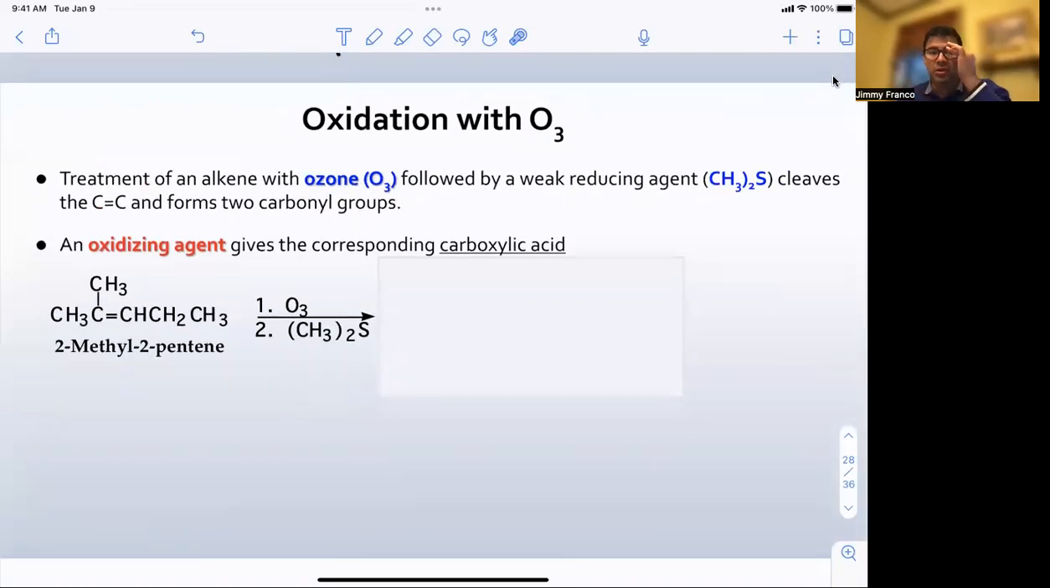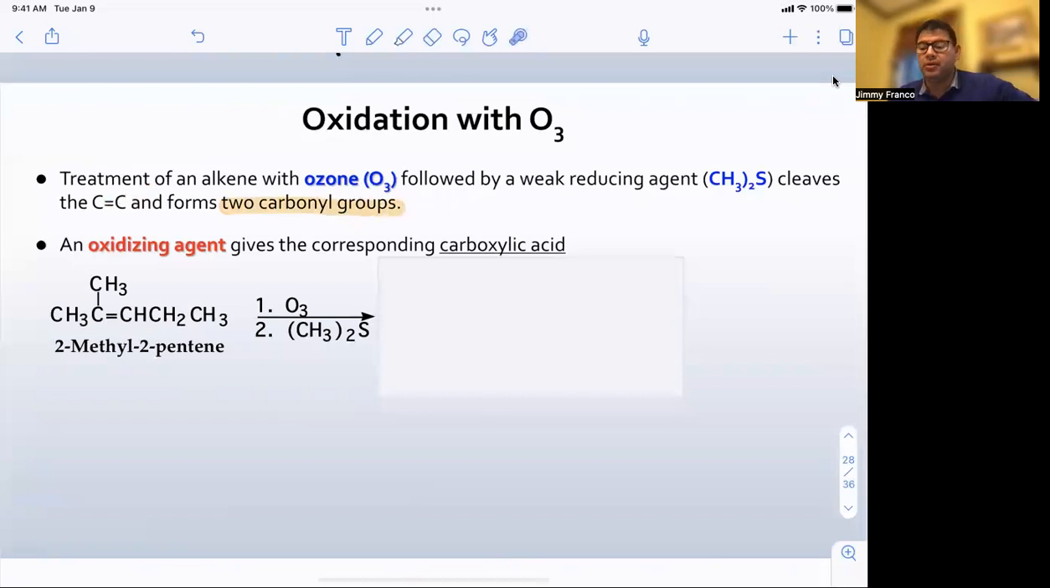This next one, ozonolysis. We're actually going to use ozone, O3, to cut a double bond. This is going to be one of the first reactions where we actually cut a double bond. What this is going to do is give you two carbonyls in place of the double bond.